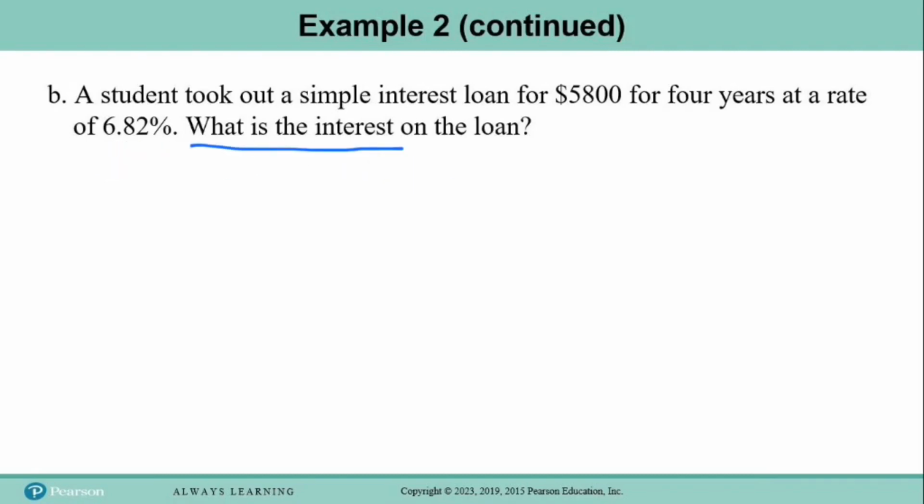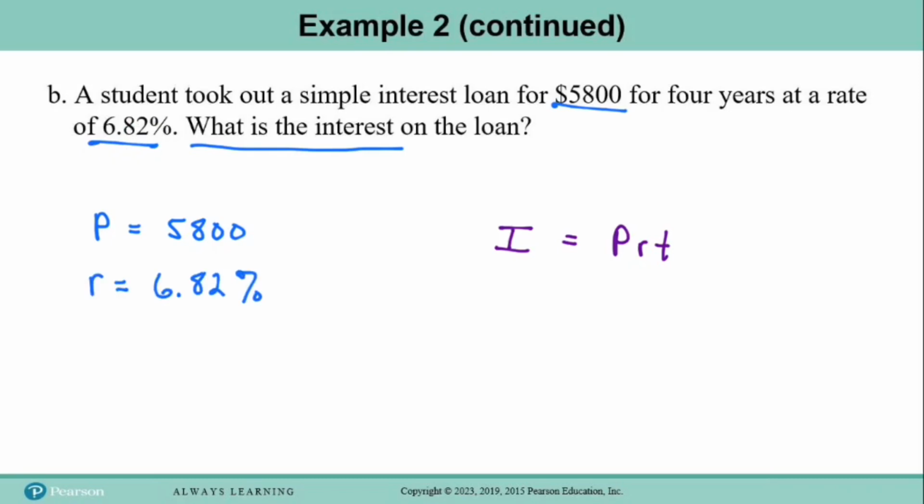Okay, so again, what is the interest? Tells us we need our interest formula. The $5,800 represents the principal. The rate is 6.82%. So when we write that down and we remove the percent symbol, the decimal is going to go 2 places to the left of where it currently is. So it's going to be 0.0682. And then the time is 4 years, so we will write T equals 4.